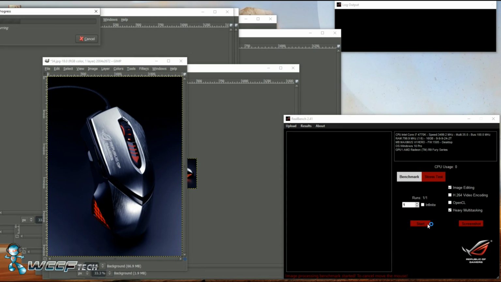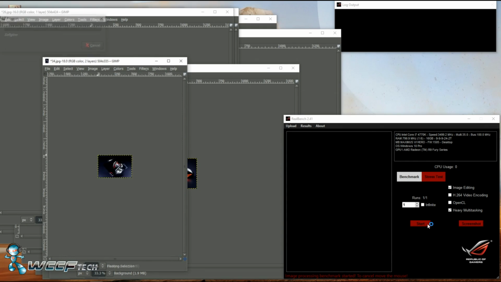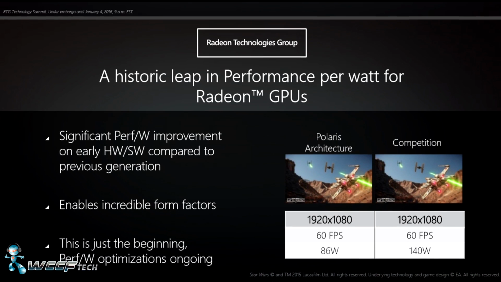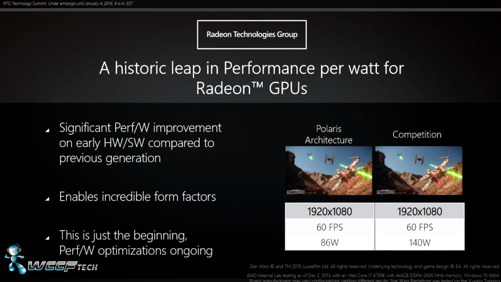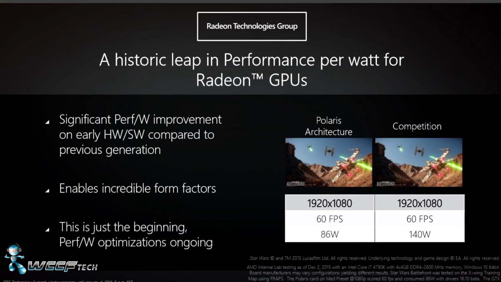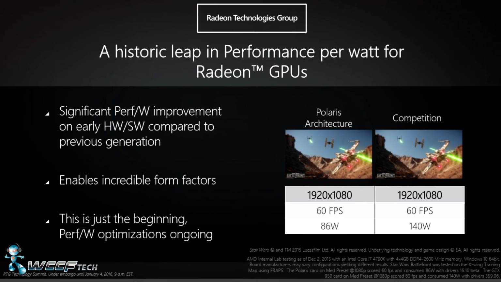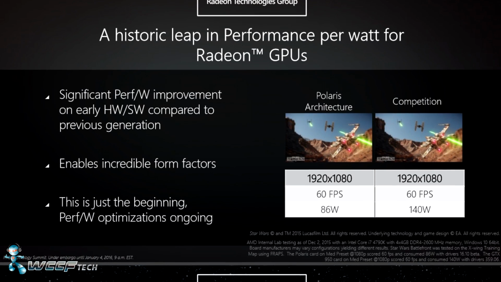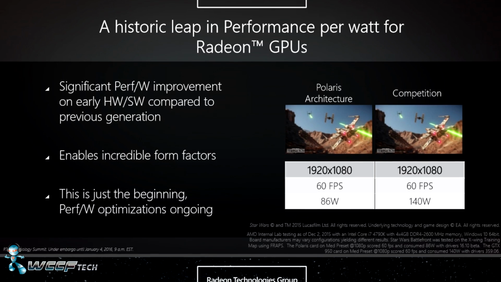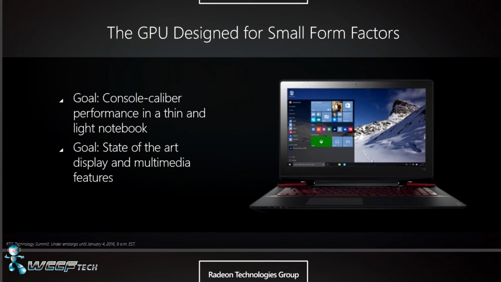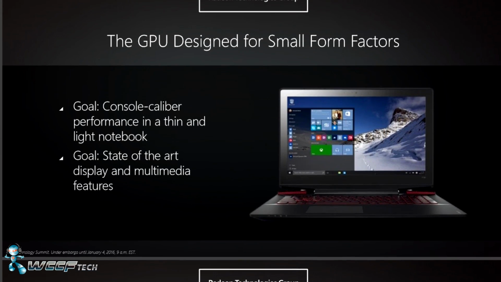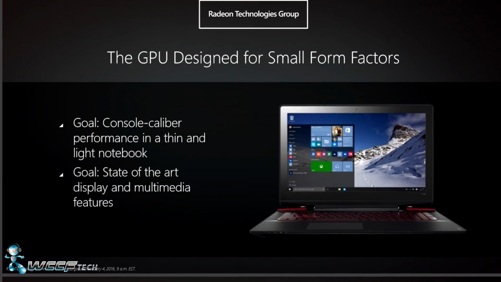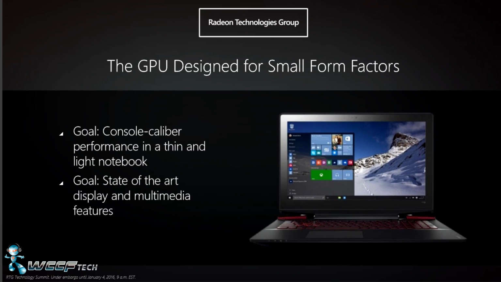So AMD's Polaris technology is a fourth generation GCN architecture that's going to be on the new 14 nanometer node. Now, one of the big things that we pointed out early on with Polaris's unveiling was a significant performance per watt improvement over its predecessors. And we discussed that that was going to lead to a GPU that was designed for small form factor and portability, as well as battery life and just efficiency all in all.